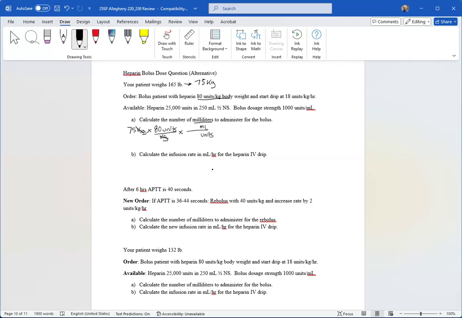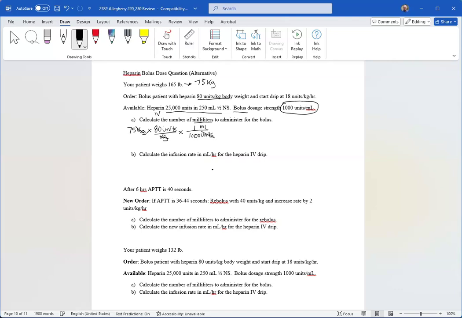So what I'm going to do is look at my available. I have two pieces of information available. I have 25,000 units and 250 milliliters half normal saline. That's your IV. And then it says I have a bolus dosage strength of 1,000 units per milliliter. So I want to use the bolus dose strength for the bolus dose information. So that's 1,000 units per milliliter.